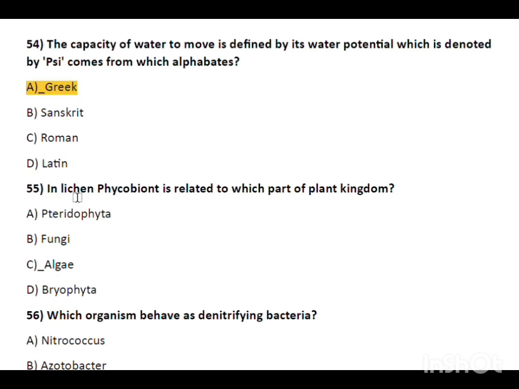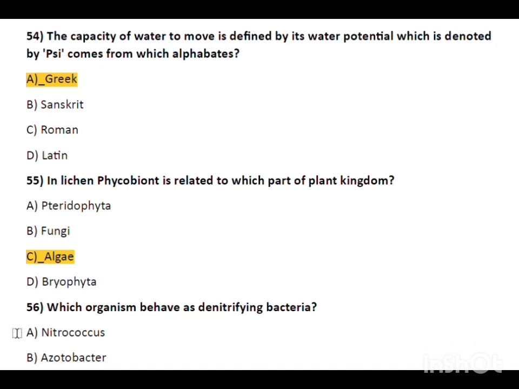Then question number 55. In a lichen, phycobiont is related to which part of the plant kingdom? Phycobiont means algae. Option A Pteridophyta, option B fungi, option C algae, option D bryophyta. The correct answer is option C algae.